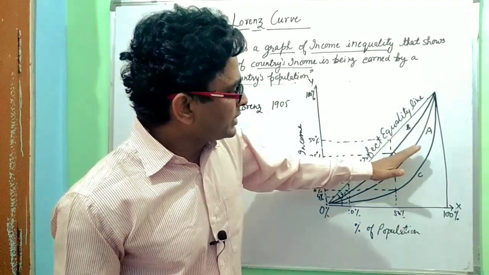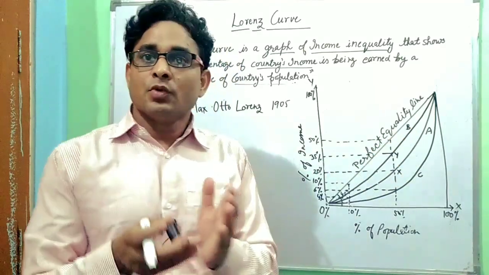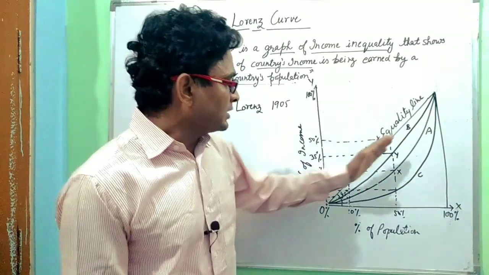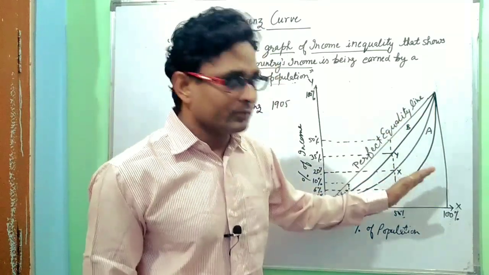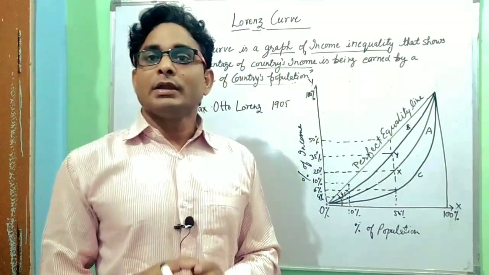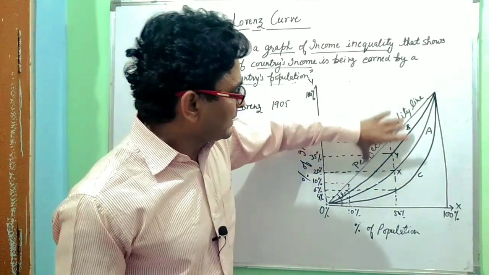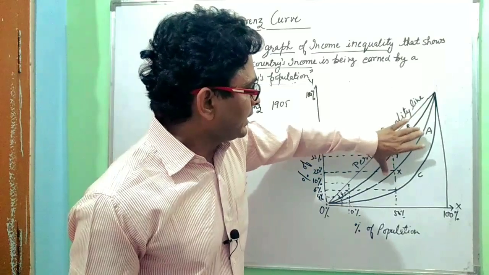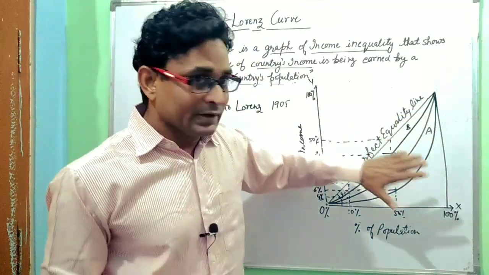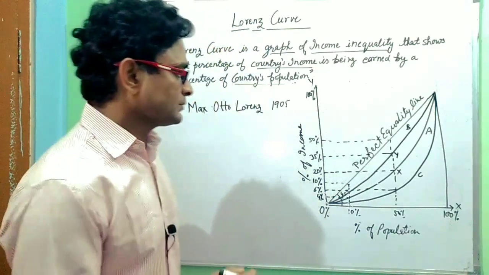So as the Lorenz curve moves closer to the perfect equality line, there is more even distribution of the income. As the Lorenz curve moves away from the perfect equality line, there is more uneven distribution of the income. So as the area between the perfect equality line and the Lorenz curve increases, there is more inequality in the society.